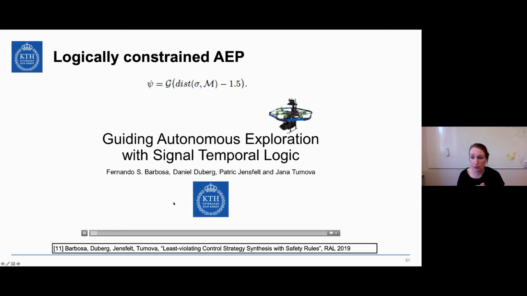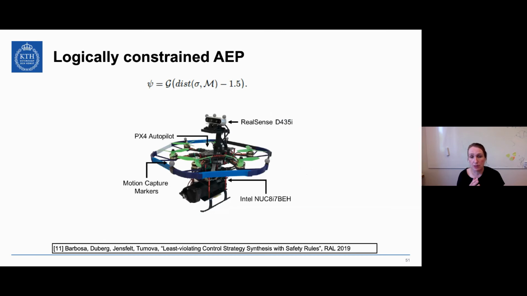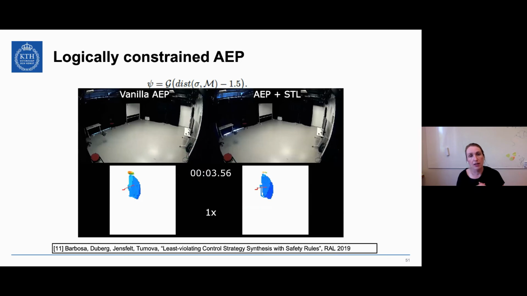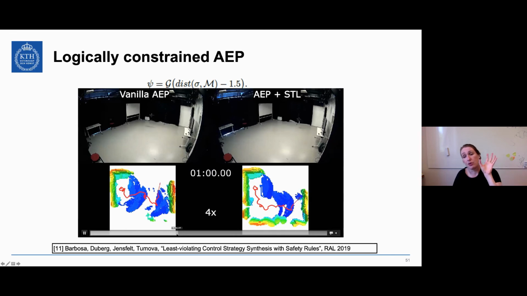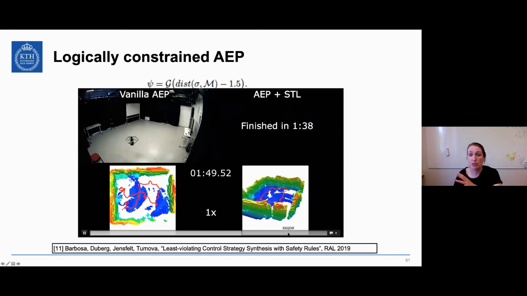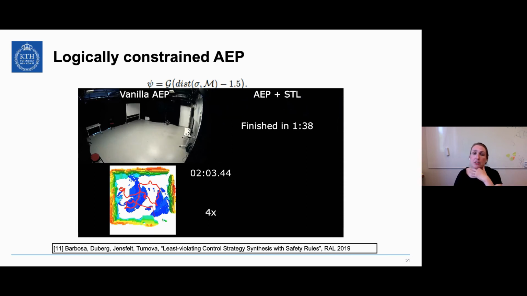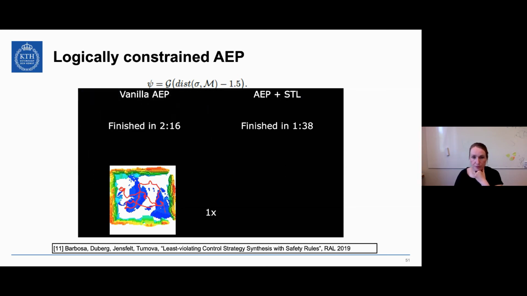And I'm going to show you a video from a lab that will compare next to each other the motion with the vanilla autonomous exploration planner and with these STL constraints. And maybe I will just jump through it a little bit. What you can see is that a side effect of going by the walls is that you actually do finish the exploration quite a bit faster than when you just go greedily to the frontier of unknown and try to gather the information as much as possible.